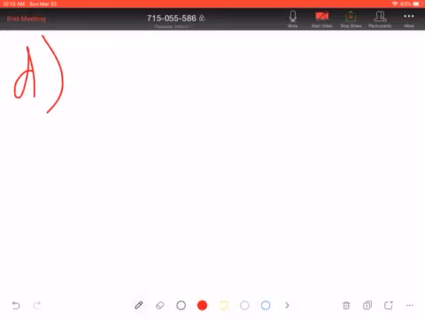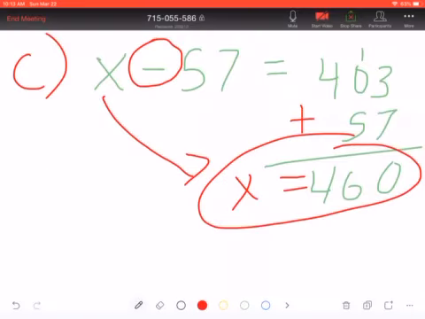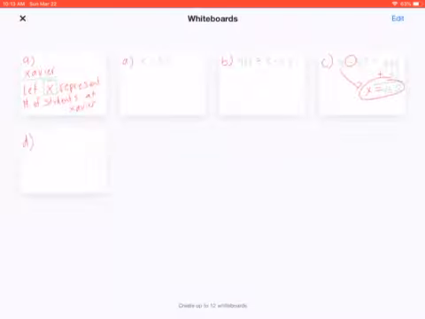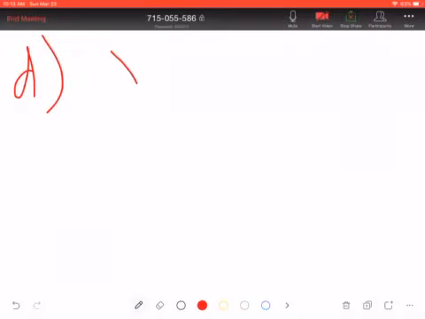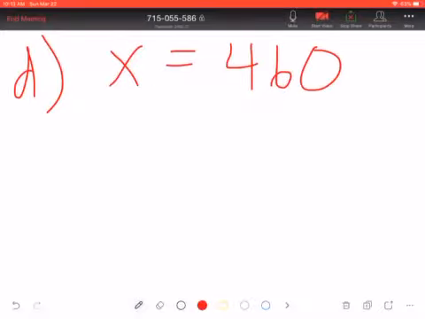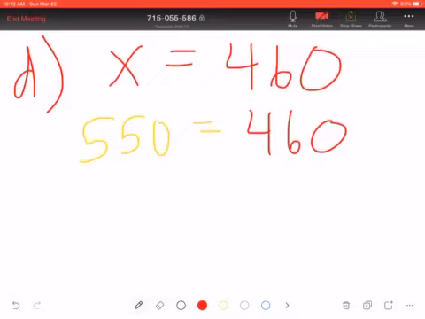We want to use our equation to show that 550 doesn't work. So if we go back to our last one, our equation is x equals 460. We're just showing that since x equals 460, the number of students can't be 550. So you can't say 550 equals 460. We know that doesn't work, right? So you're proving that x cannot be 550. That doesn't work at all.